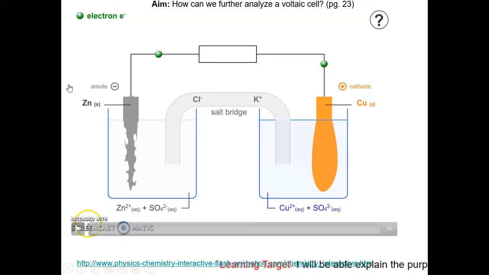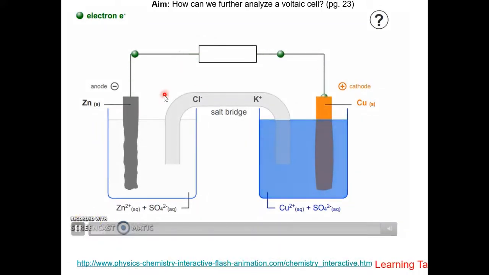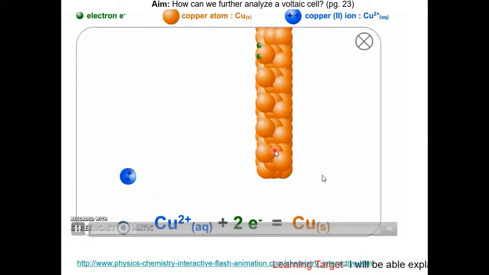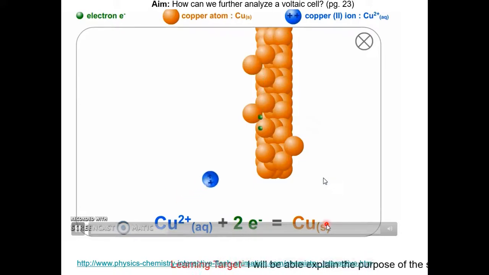On the left, we have an anode, which is zinc. On the right is the cathode, which is copper. As you can see, electrons flow from the anode to the cathode. Over time, the anode becomes smaller and the cathode becomes bigger. Let's zoom in at the cathode to find out. The copper ions in solution are being reduced. They are gaining electrons, becoming copper solid.